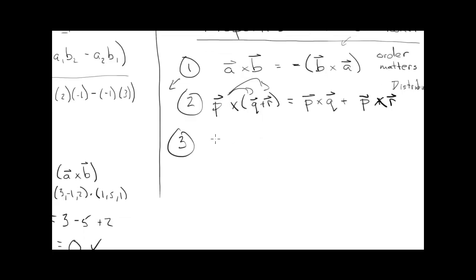Our third rule would be if you're multiplying by a scalar, so K times P cross Q, so K is a scalar, then you can do the scalar times P and then cross it with Q, or you can do P and cross it with the scalar times Q. So it doesn't really matter what order you do it in again. So that's consistent with our normal properties of multiplication.